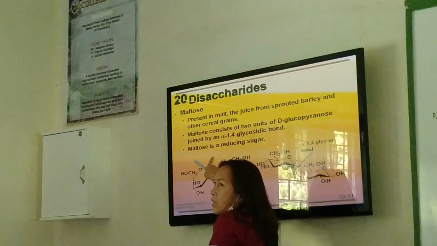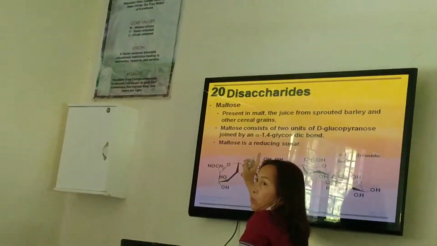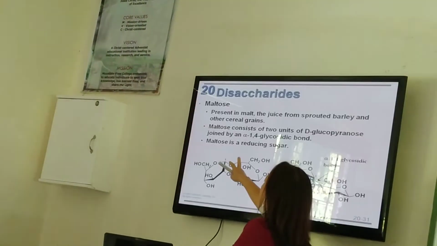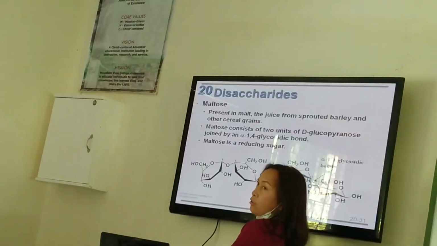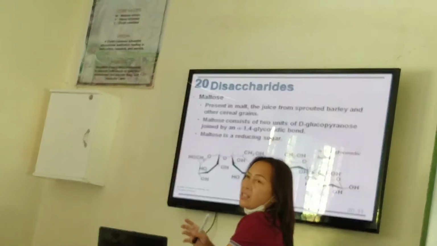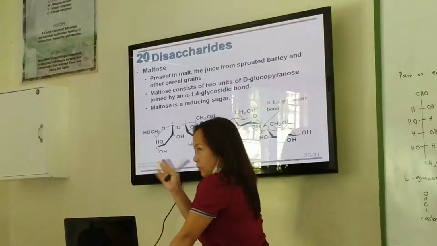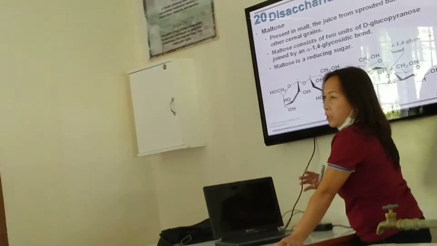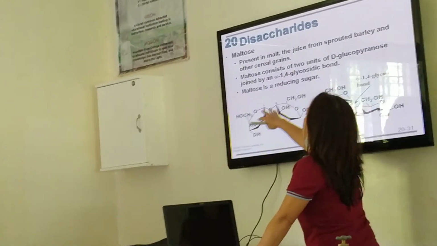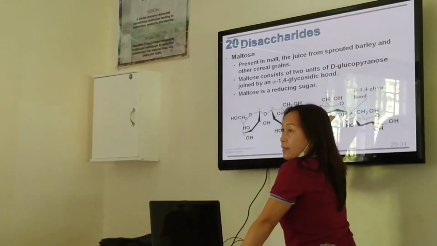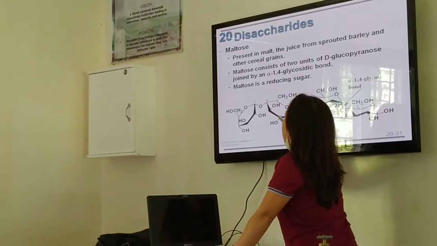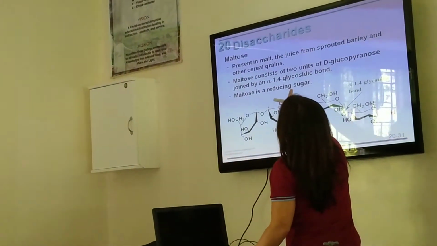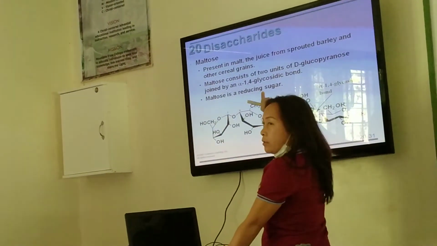But we are not using this group to identify whether it's reducing or non-reducing. What we are looking at here is the free hemiacetal group. If you can find a hemiacetal and it's not free, then that is not used as a basis to identify whether a sugar is reducing or non-reducing. It should be free and found free at the end, so it can react with the oxidizing agent. Okay? So maltose or malt sugar is a reducing sugar.